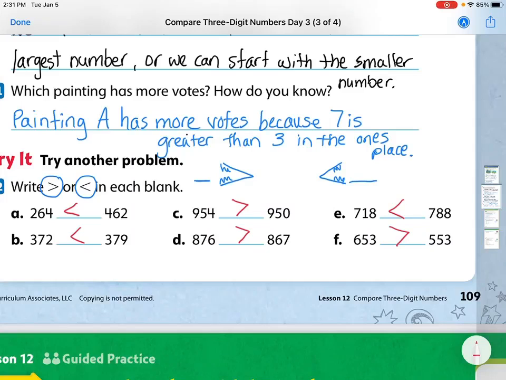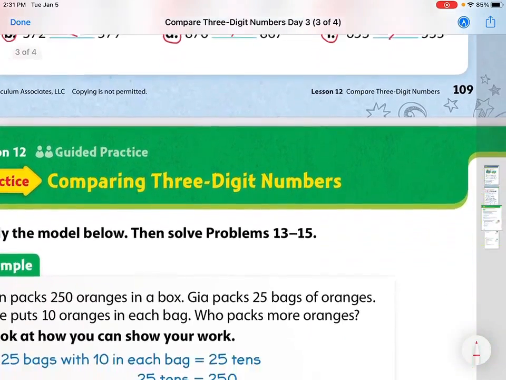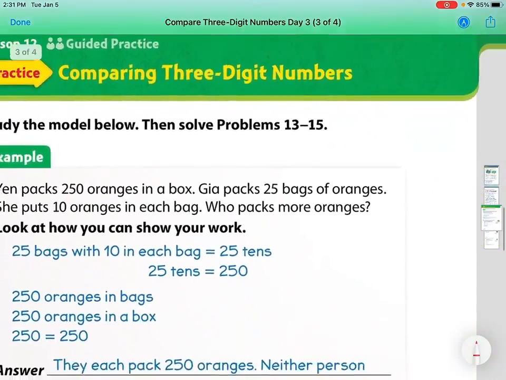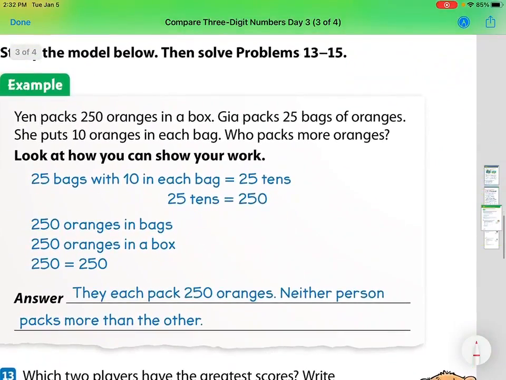Okay, here we are. And for A, you should have written less than. For B, you should have written less than. For C, you need to have greater than. D should be greater than. E is less than, and F is greater than. Okay, I hope you got those all correct. All right, let's move on to page 110.